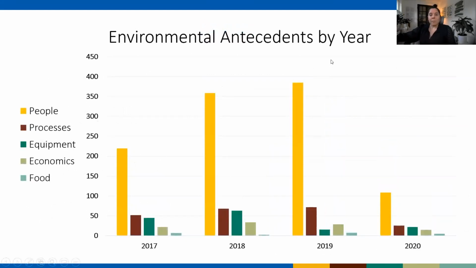All right, so here are environmental antecedents by year. As I mentioned, there are 5 categories for environmental antecedents, and they're on the left in the key: people, processes, equipment, economics, and food. As you can see, each year, the people category is much higher than the others. We'll dive into that later, into which subcategories were really high. And each year was followed by processes. And then something interesting in 2019, it kind of flipped, which was more commonly reported. It was economics over equipment, unlike the other years. I'm not sure why. I would love to dive into that or hear your thoughts if you have any ideas why that's flipped for 2019.